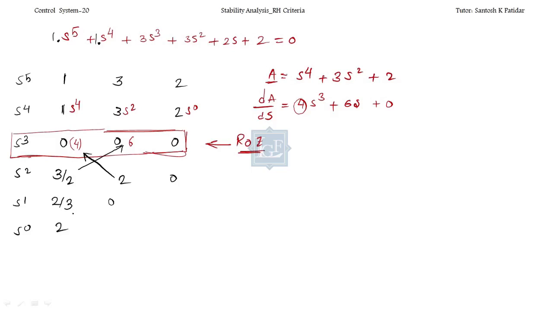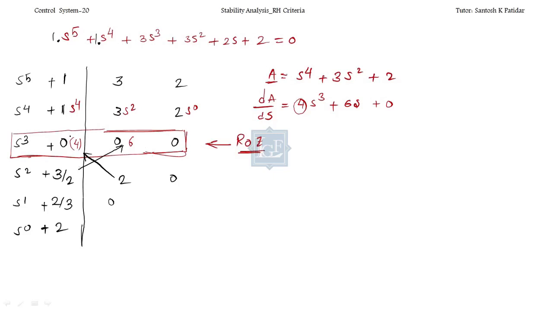Now what is the point? The point is, see, this is my first column. Is there any sign change in this first column? No, I don't have any sign change over here. Plus, plus, this one is also plus, plus, plus. So the system is definitely not unstable. The system will be unstable if you get a sign change in the first column. Over here we are not getting one, but I can't say the system is stable or marginally stable.